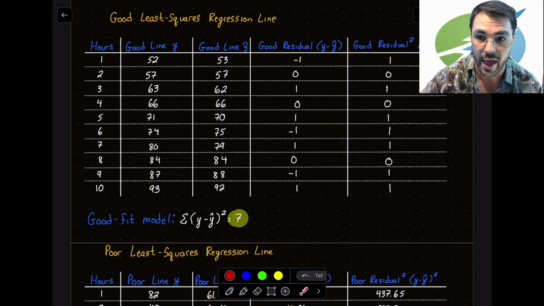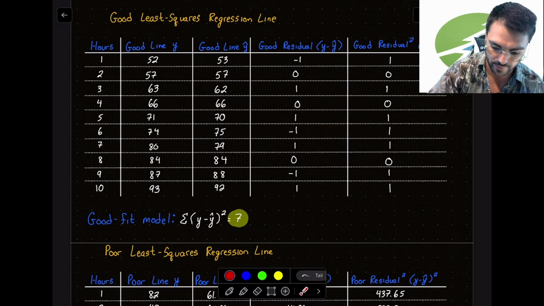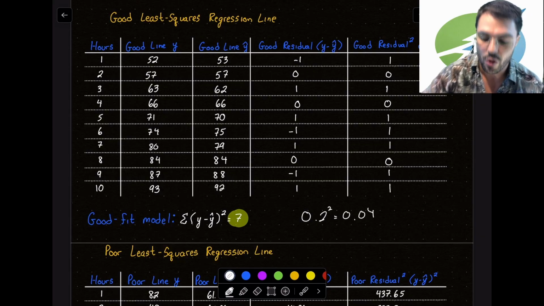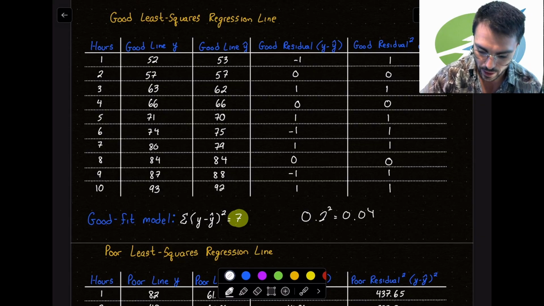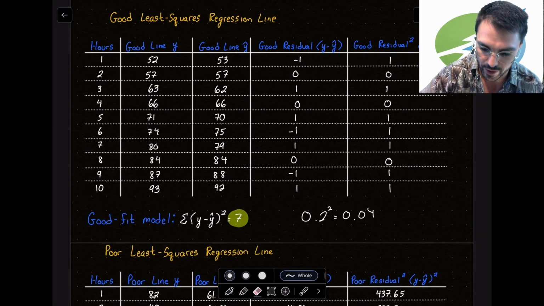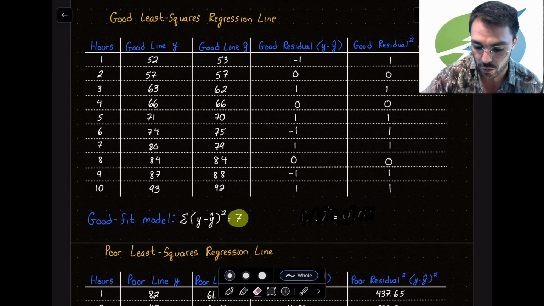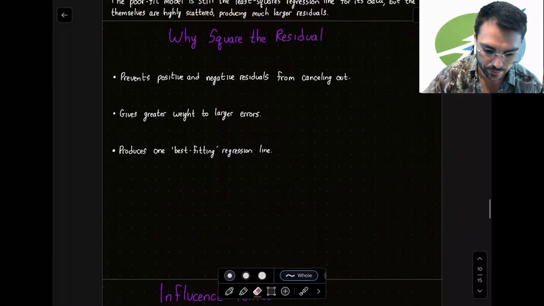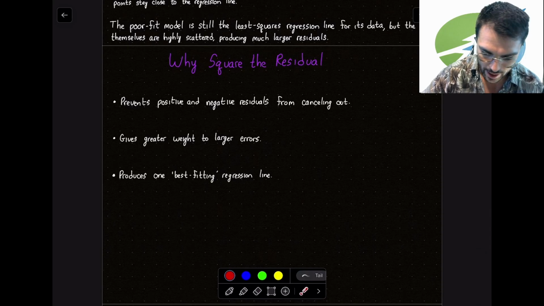And if we square a decimal number, like, what's a good example? 0.2 squared is going to equal 0.04, which would mean it's even closer, and gives even closer information. It's even closer to 0, which means an even better fit, or represents a better fit, I should say. And then it produces one best fitting regression line.